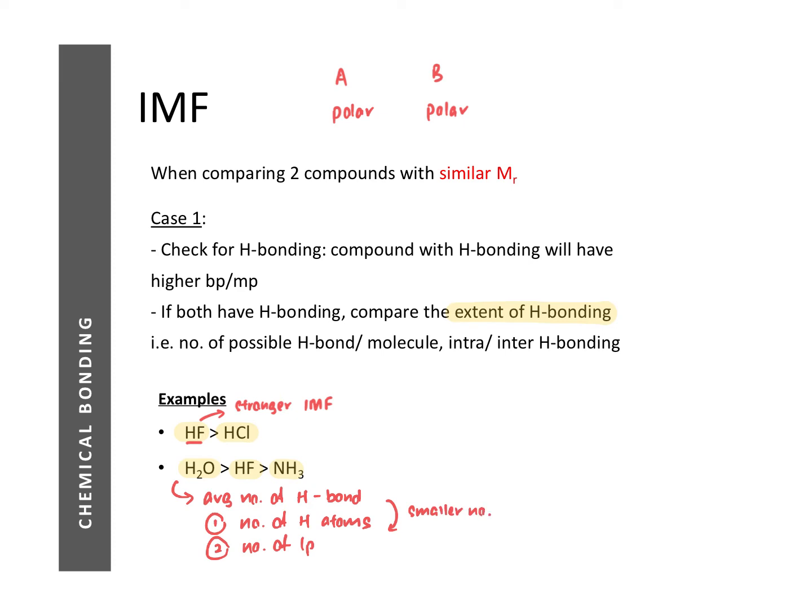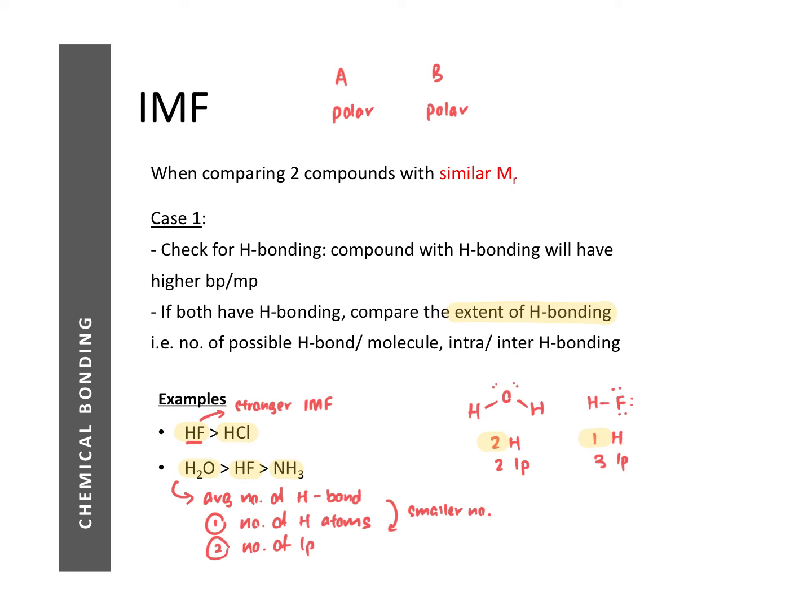What do I mean by that? If we look at water, water has two hydrogens that are bonded to oxygen. There are two lone pairs. So the average number of hydrogen bonds that water can form would be two hydrogen bonds per water molecule. Now if we look at hydrogen fluoride, hydrogen fluoride has one hydrogen bonded to fluorine, and fluorine actually has three lone pairs. Again, the average number of hydrogen bonds that hydrogen fluoride can form would be the smaller of the two numbers. So on average, hydrogen fluoride can only form one hydrogen bond between the molecules.